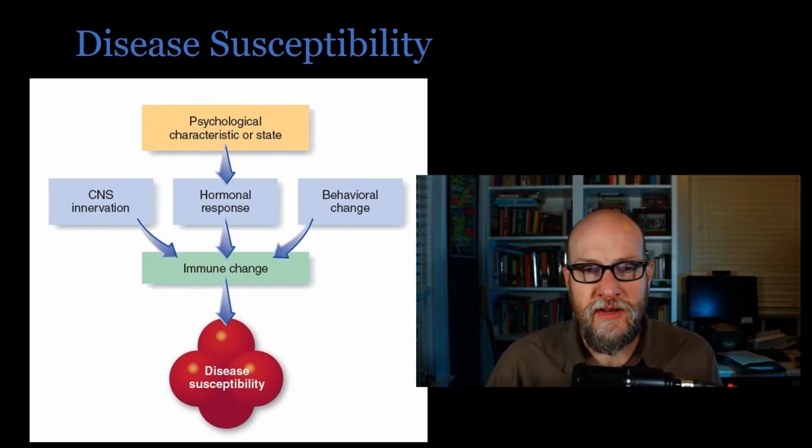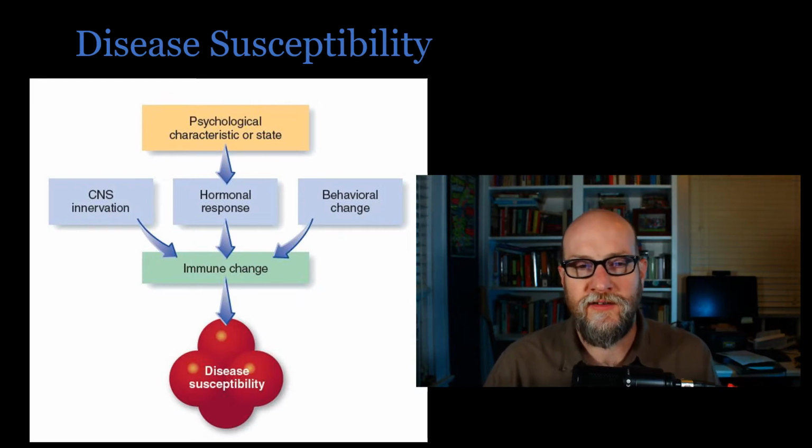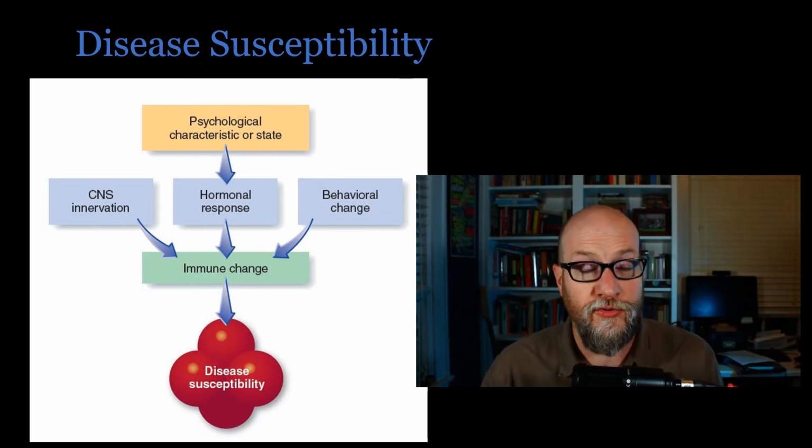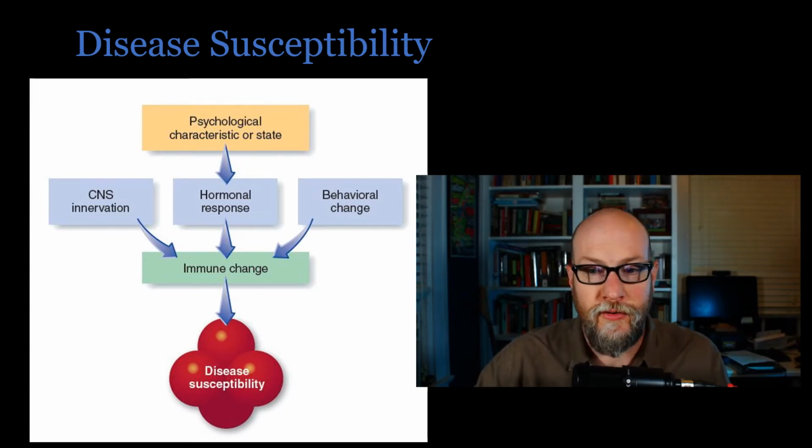Disease susceptibility is really related to this process of our immune system. So you may have a psychological characteristic or state which contributes to the way your neurobiology functions in terms of your hormonal response. You may be behaving in ways which make you more susceptible to a particular disease, for example, smoking. The process of how your central nervous system functions, all of this leads to immune change, which can make you more susceptible to contracting or developing a more serious form of a disease.